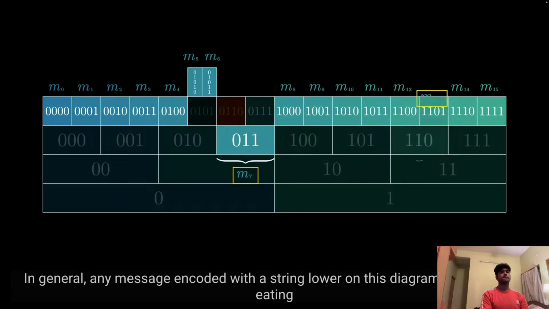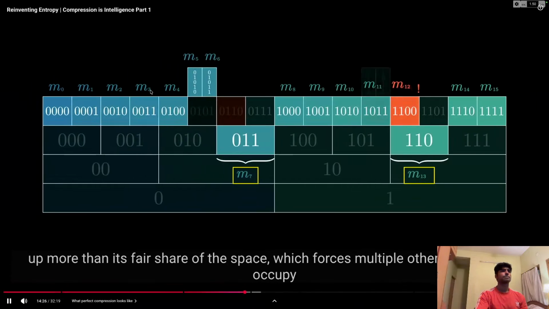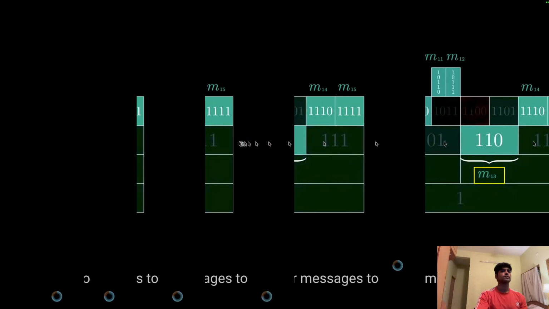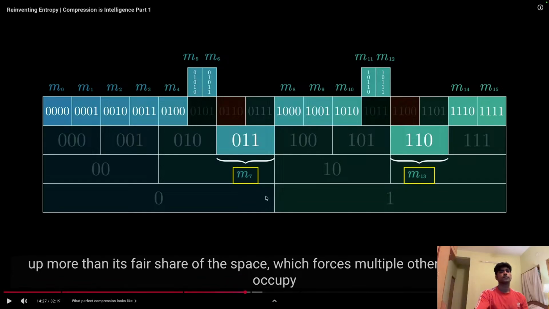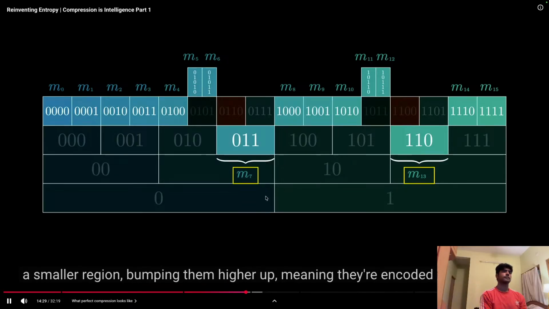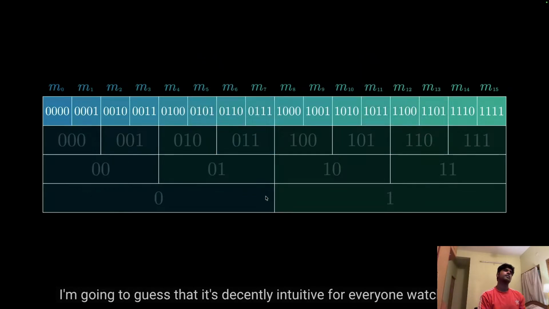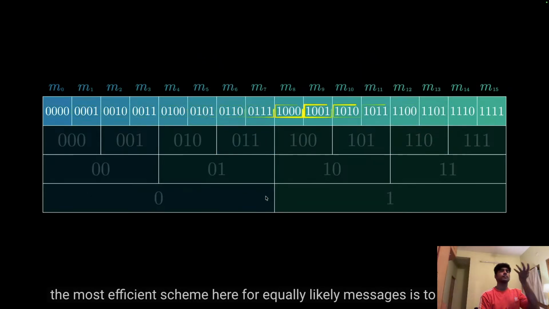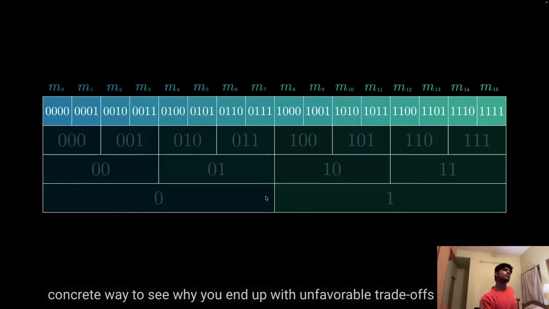In general, any message encoded with a string lower on this diagram is going to be eating up more than its fair share of the space, which forces multiple other messages to occupy a smaller region, bumping them higher up, meaning they're encoded less efficiently. I'm going to guess that it's decently intuitive for everyone watching that the most efficient scheme here for equally likely messages is to give them all the same number of bits, but I do think the diagram gives a more concrete way to see why you end up with unfavorable trade-offs otherwise.